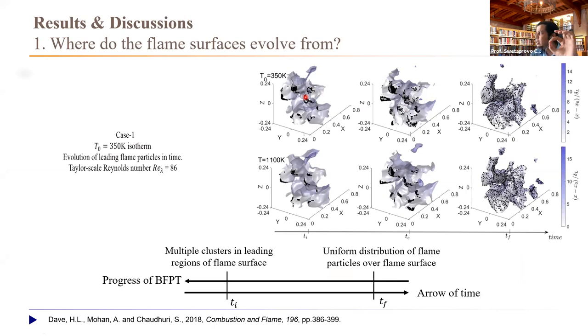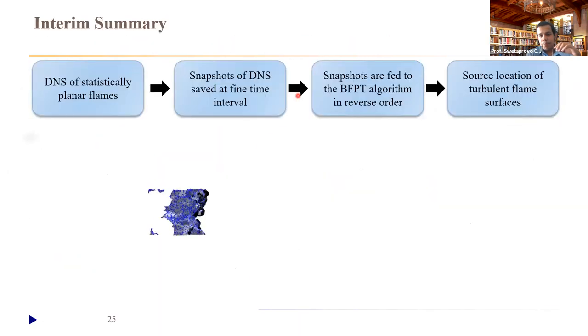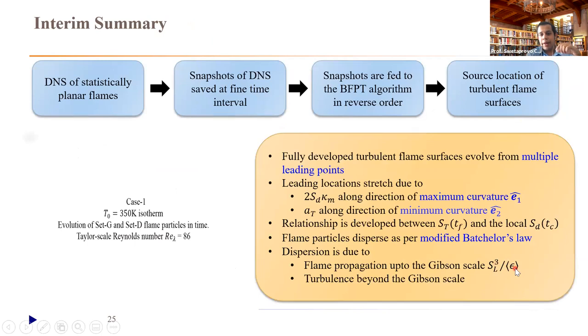But the issue is that in intense turbulence, in very large Karlovitz number turbulence, it is most likely that even in the earliest time scales, the flame particles will be dispersing not by flame propagation, but by turbulence effects. If that is so, then there is no reason that the flame surfaces should be generated from only these positively curved leading regions. And the cutoff is essentially given by this Gibson scale, okay, which scales as SL cubed by turbulence kinetic energy dissipation rate. So in large Karlovitz number turbulence, this can be much greater than this when the Gibson scale essentially goes below the Kolmogorov length scale. So in that regime, we expect it may not be valid.